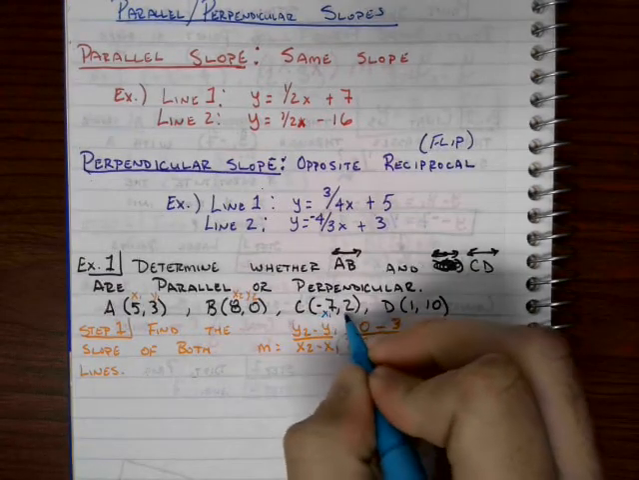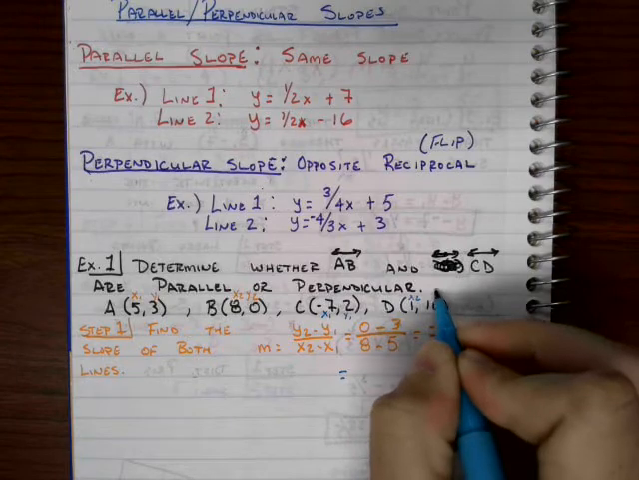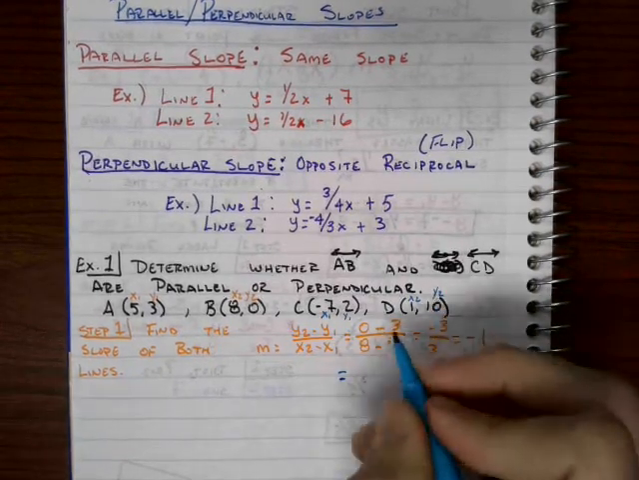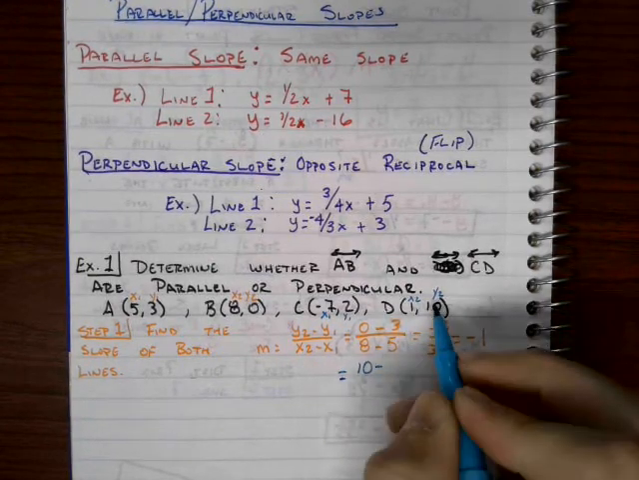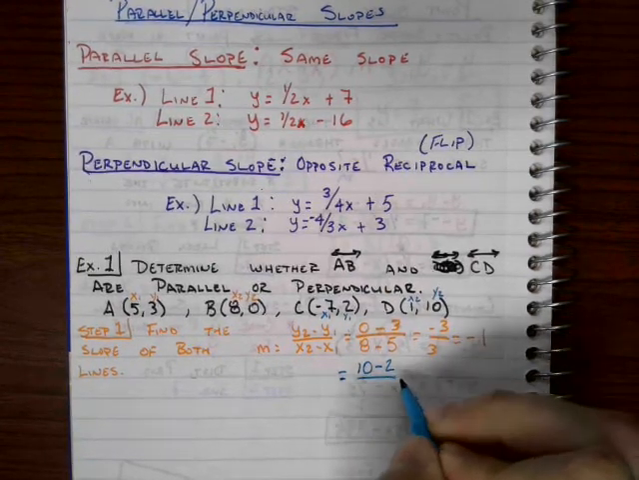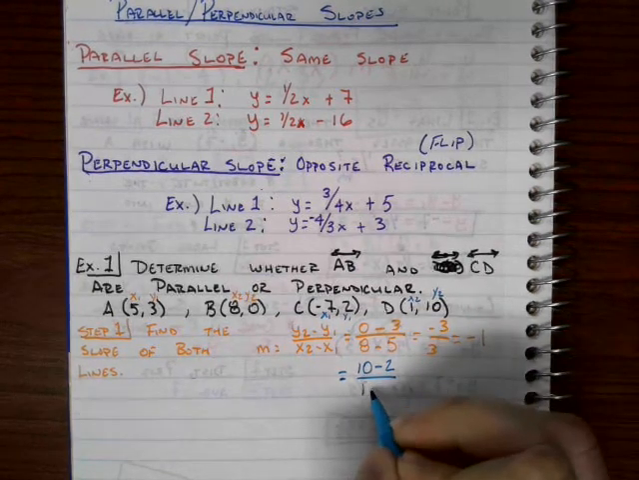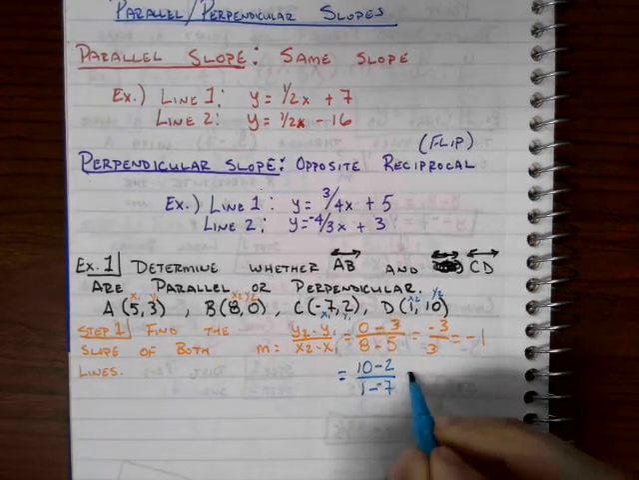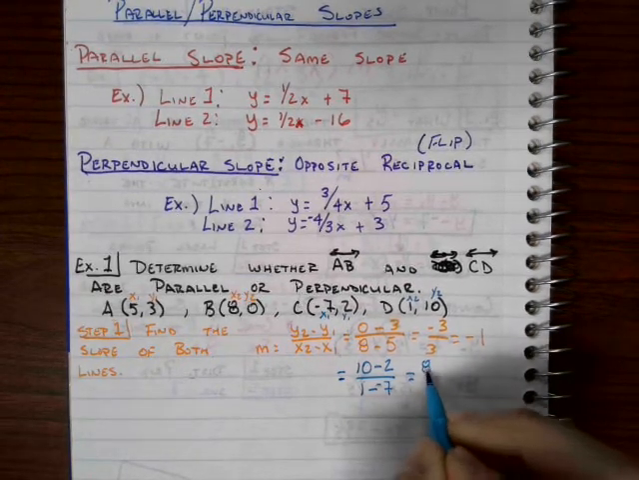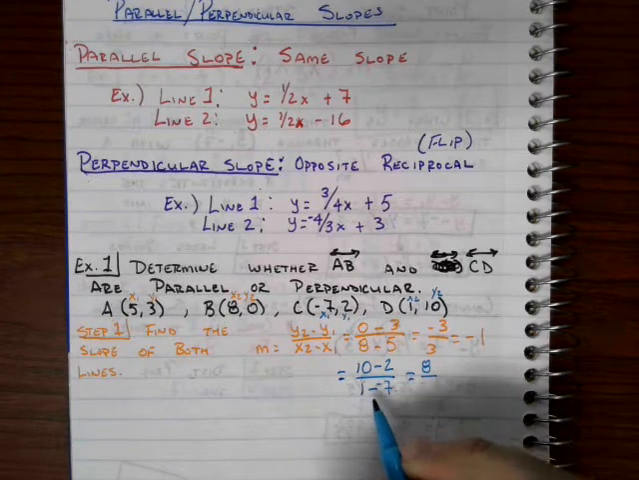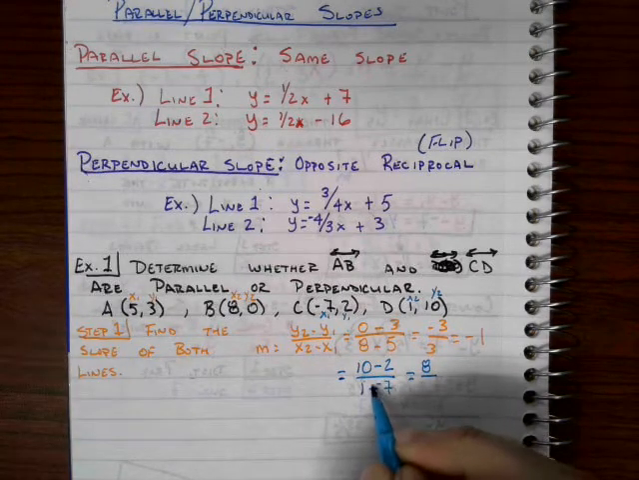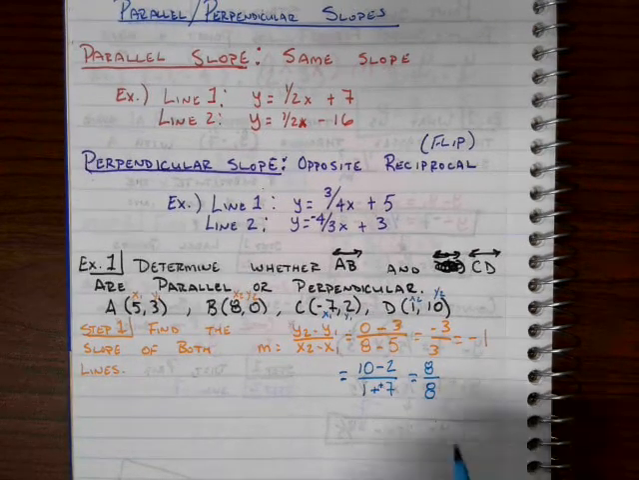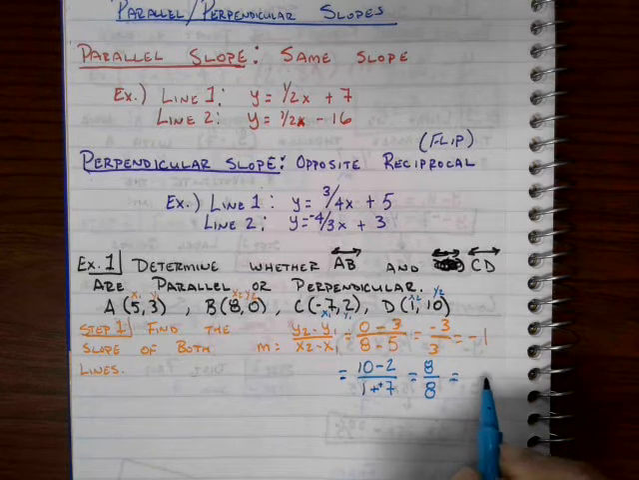So x1, y1, x2, y2. I'm going to label here. So x2 is 10, so I sub my 10 in, minus x1, which is 2, over x2, which is 1, minus x1, which is negative 7. 10 minus 2 is going to give us 8. And then 1 minus negative 7. These two negatives are side by side, so they're going to cancel each other and make a positive. It's going to give me positive 8. 8 divided by 8 is 1.